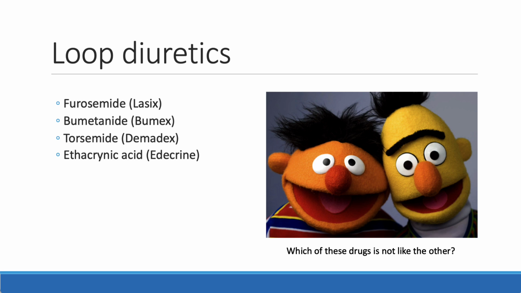So the loop diuretics include the ides: furosemide, bumetanide, torsemide, and ethacrynic acid. So which one of these is not like the other? Well, ethacrynic acid.